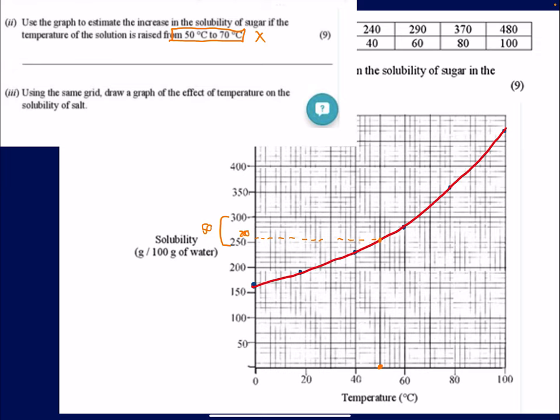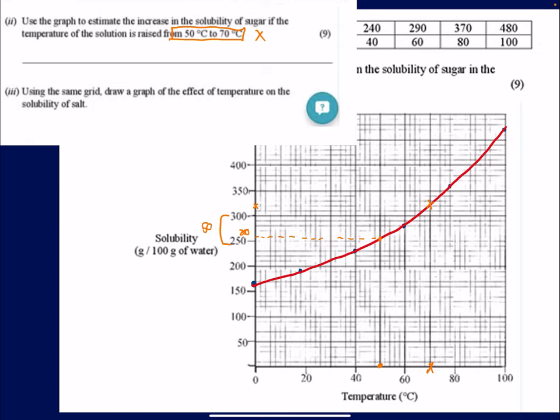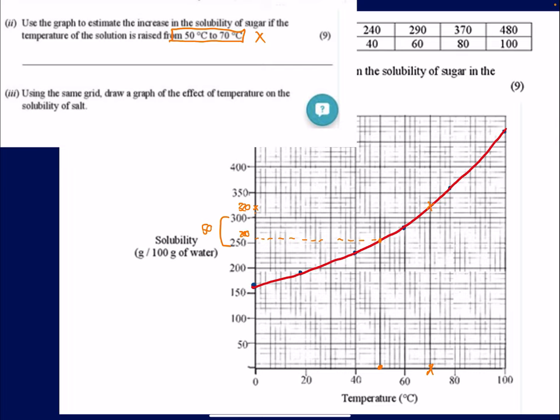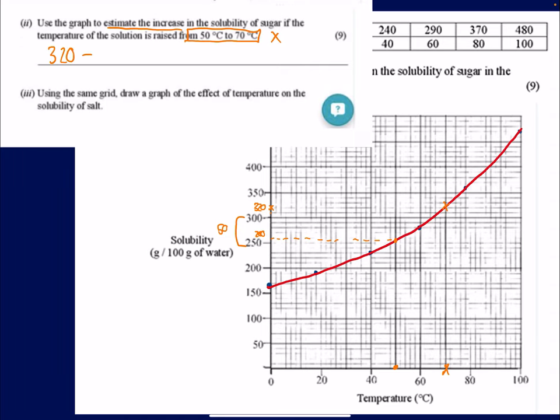The other number that's mentioned is 70 degrees. So I'm going to start here, go up, hit my curve and go across. And when I go across, I'm going to hit here. So that is 310, 320. Then I take one from the other because it's to estimate the increase in your solubility. So it would be 320, take away the 260. So that should give me 60 grams. That is the increase in my solubility.